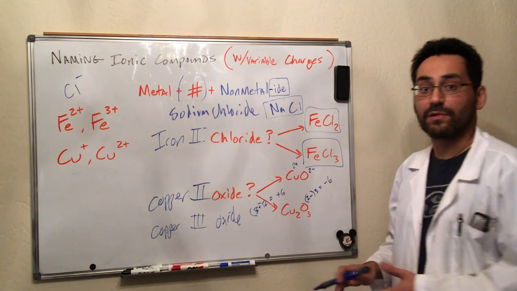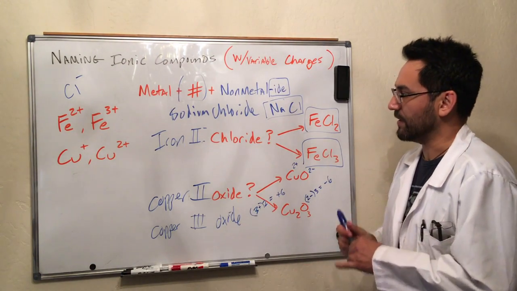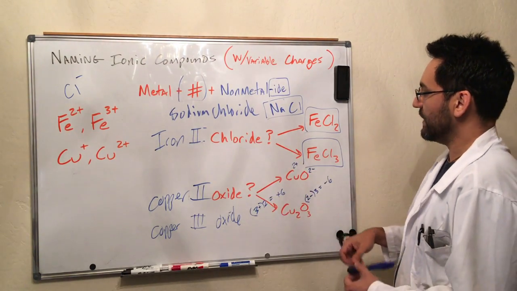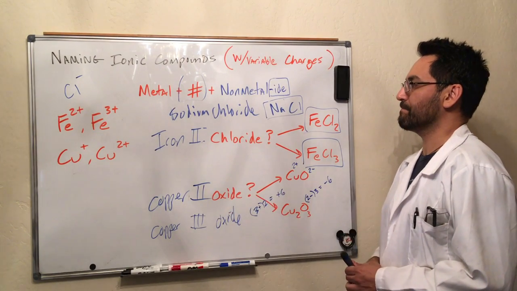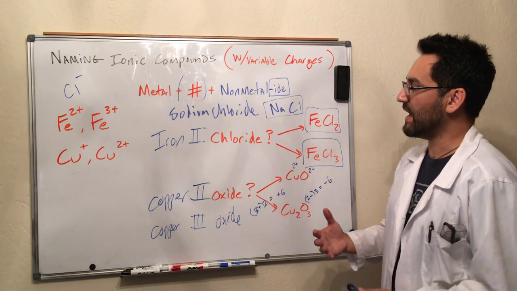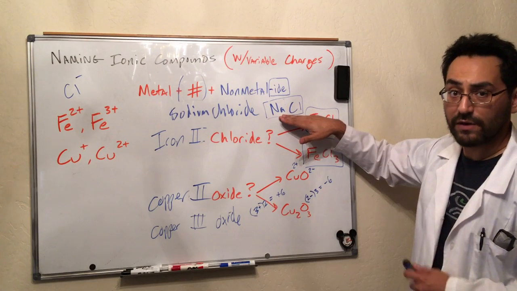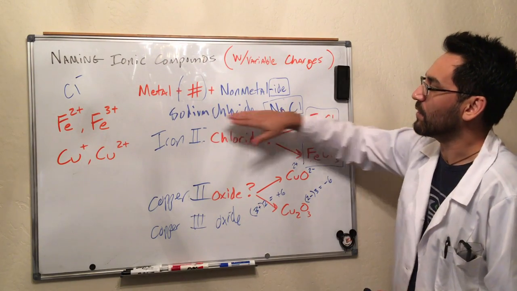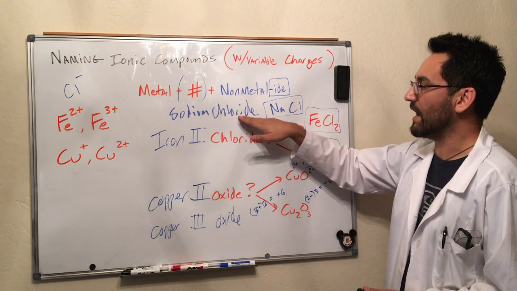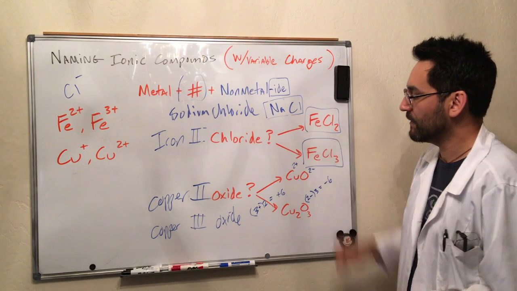So when we're naming ionic compounds that have variable charges, we need to go one step further and actually say the number of the charge. So iron 2 chloride or copper 3 oxide. And just remember, when we have common ions that don't have multiple charges, we don't have to worry about that. Sodium chloride can only be written this way.